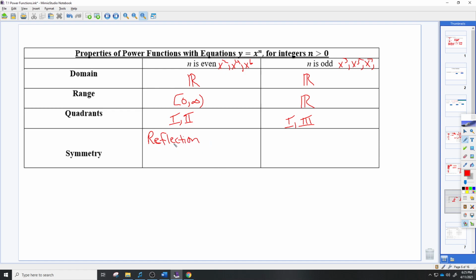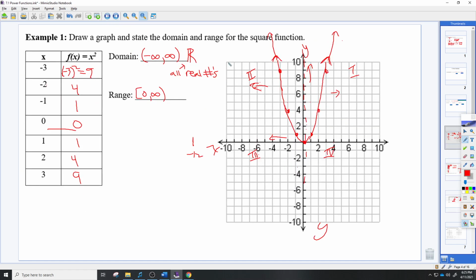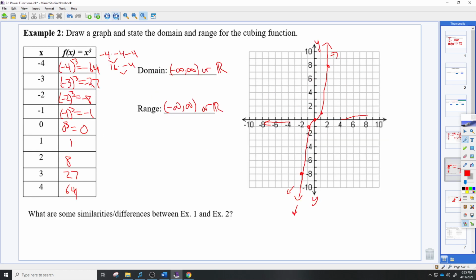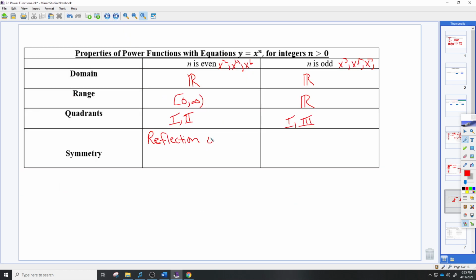And since we're not really doing anything to this equation here, we're keeping it x squared, or x to the fourth. We're not adding any other numbers to it. It always looks like this. So it's a reflection over the y-axis. And that will always be the same thing. Reflection over the y-axis.